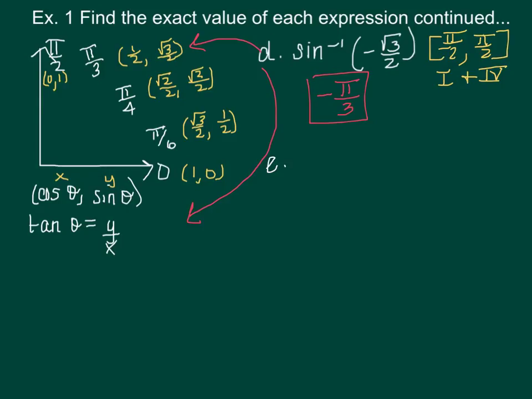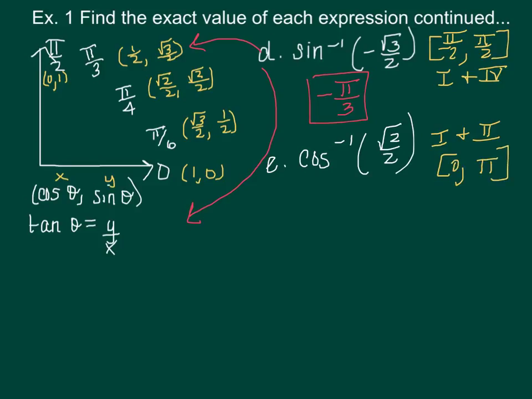E, cosine inverse of square root of 2 over 2. This means find the angle who has a cosine value. That means the x-coordinate is square root of 2 over 2. We can only look in quadrants 1 and 2 because cosine is restricted from 0 to pi. So that candidate would be pi over 4. And then we'll do one more.